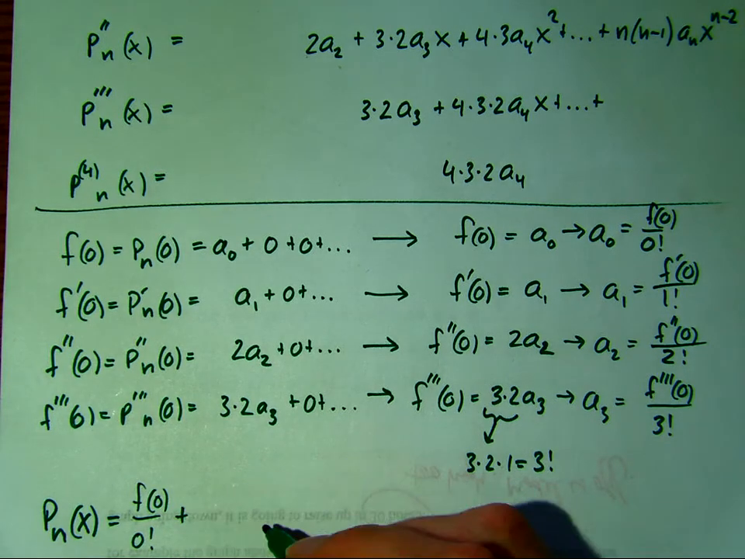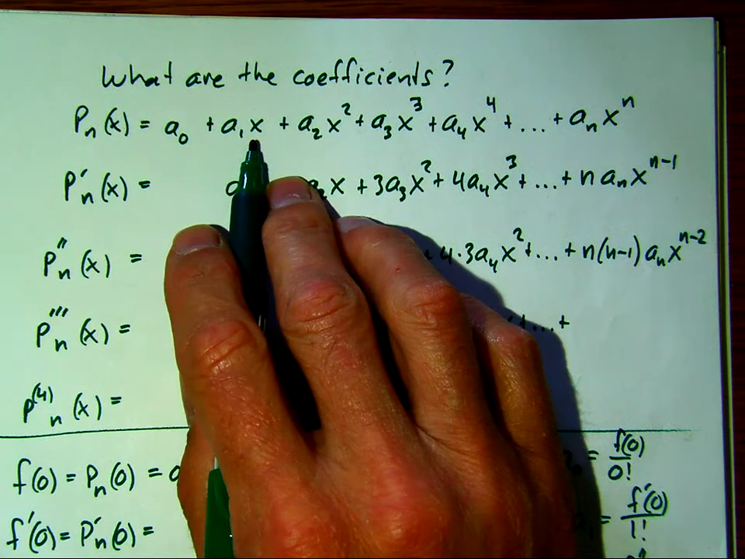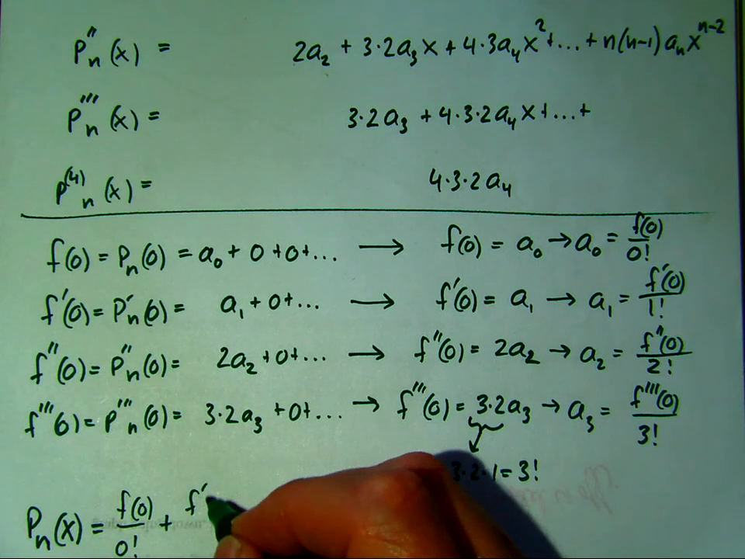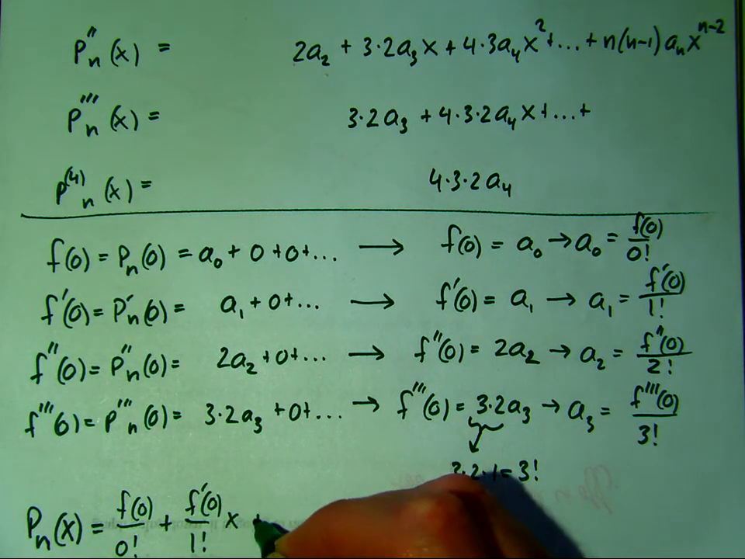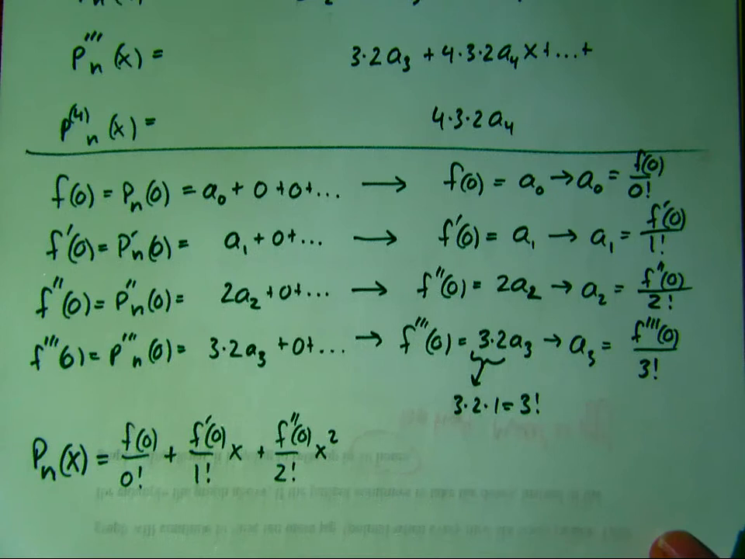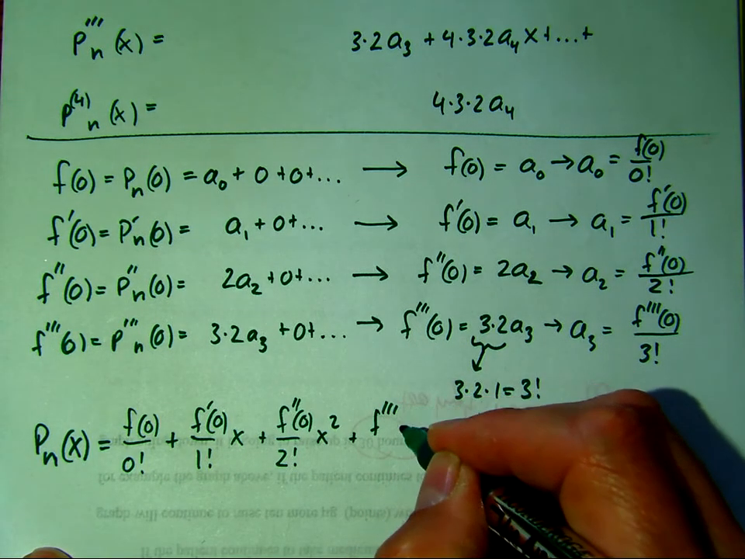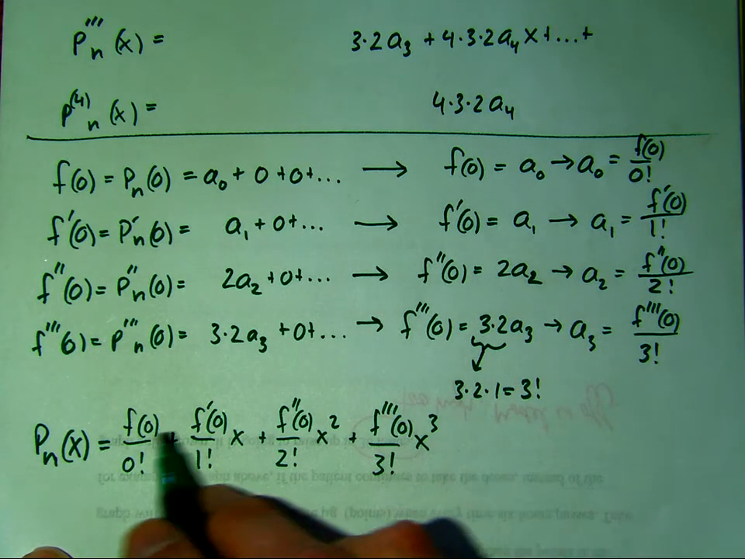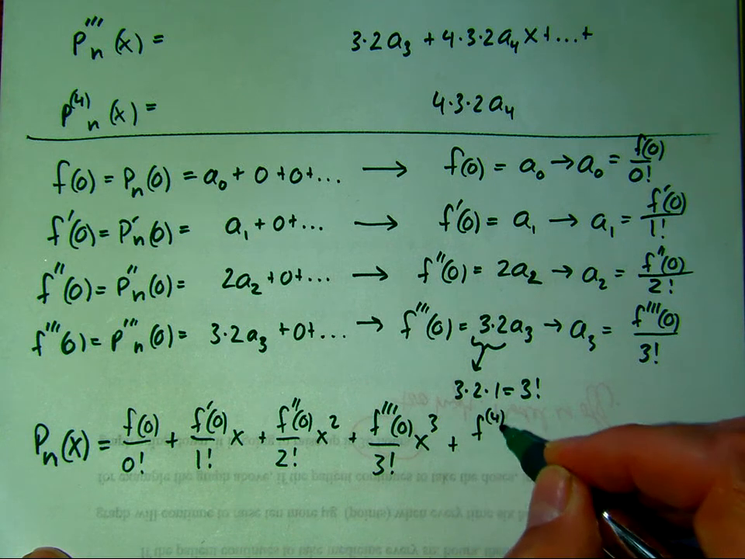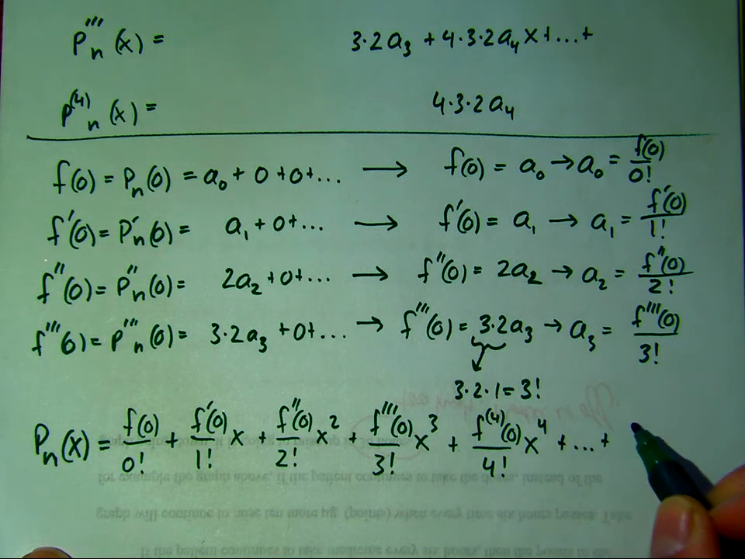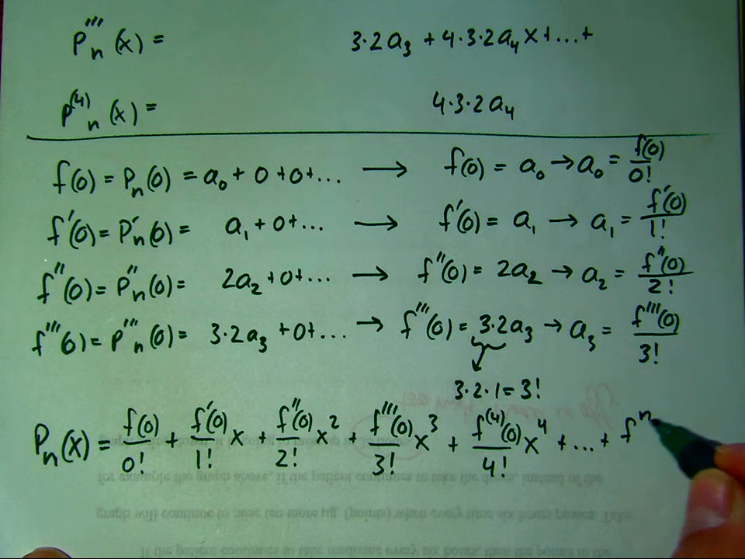Okay, then we're going to do a1. We need to do a1 times x. So I look over here for a1. a1 is f prime of 0 over 1 factorial, so f prime of 0 over 1 factorial times x. Then f double prime of 0 over 2 factorial x squared, f triple prime of 0 over 3 factorial x cubed. I'm just copying those, and you can see the pattern. You could keep going: the 4th derivative of f at 0 divided by 4 factorial x to the 4th, up to the nth derivative over n factorial x to the nth power.